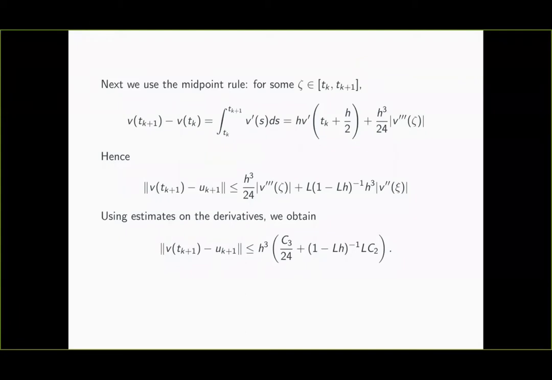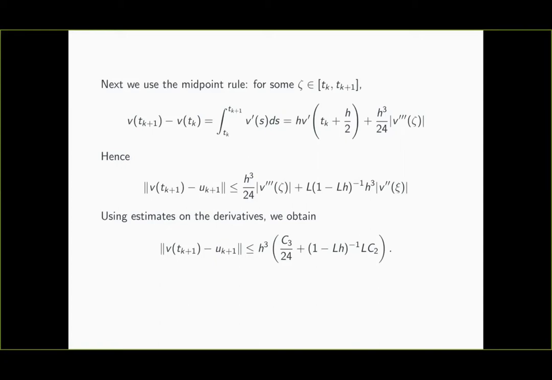Just as before, I apply the estimates for the derivatives, since I don't know psi and zeta in practice, and I get that the norm of the local discretization error is bounded from above by h cubed times the term C3 over 24 plus (1 minus Lh) inverse times L times C2. Again, what matters here is this cubic power of h. And if you use slightly different proof techniques, this last factor will be slightly different depending on what you do. But typically that is of lesser importance in numerical analysis.